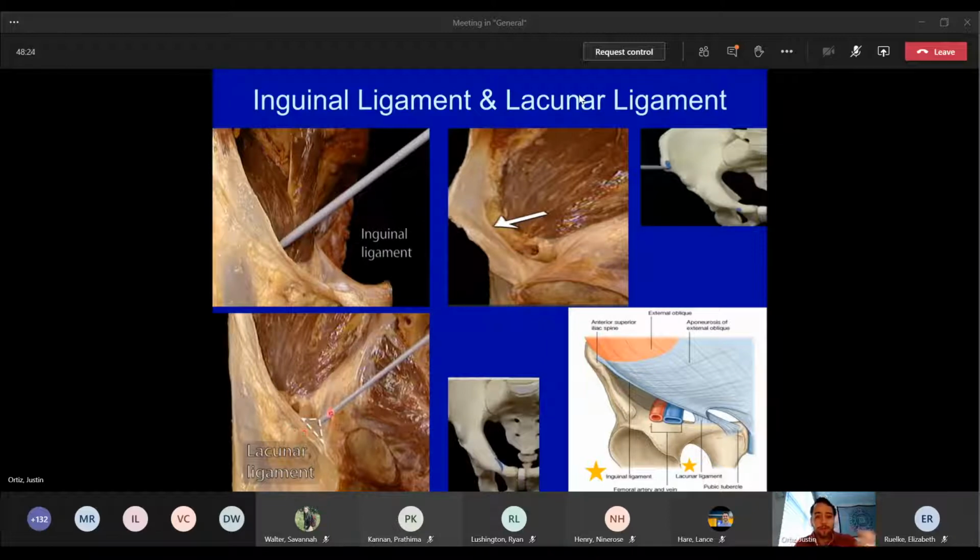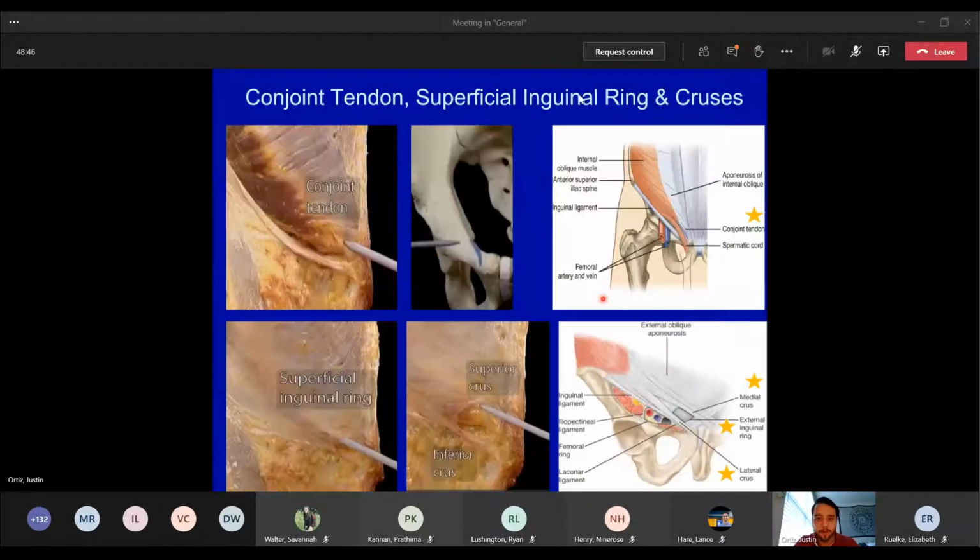The lacunar ligament just attaches, like the inguinal ligament, to the pubis at another location. You can see this lacunar ligament right here, helping to attach the inguinal ligament onto the pubis in this area. That's what the lacunar ligament is. It's just a little triangle structure. Very hard to see, but in this triangle, that would be the lacunar ligament. So I put that there.